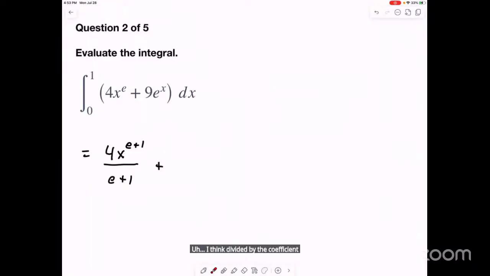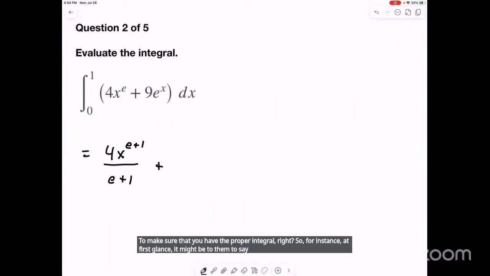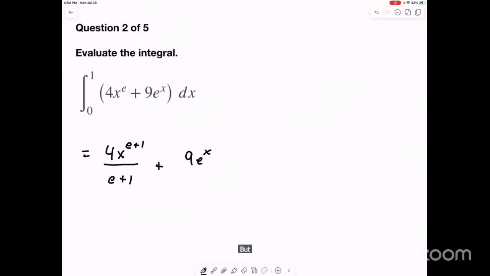So basically, when you take the integral of e to the x, you definitely want to check that term by itself by taking the derivative and make sure you get back to the original to make sure that you have the proper integral, right? So for instance, at first glance, it might be tempting to say, oh, the integral of 9e to the x is 9e to the x, right? But if we take this derivative, the derivative of 9e to the x is itself, hey, maybe we're good.